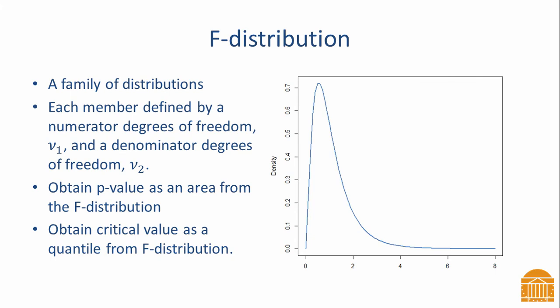The F-test follows an F-distribution with degrees of freedom nu1 and nu2. Nu1 is the degrees of freedom in the numerator of the F-statistic, which in this case is the degrees of freedom between. Nu2 is the degrees of freedom in the denominator of the F-statistic. In this case, it is the degrees of freedom within. There is a different F-distribution for each different set of degrees of freedom. However, F-distributions are positively skewed.